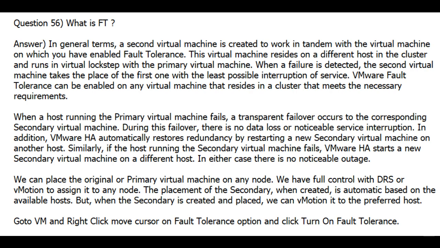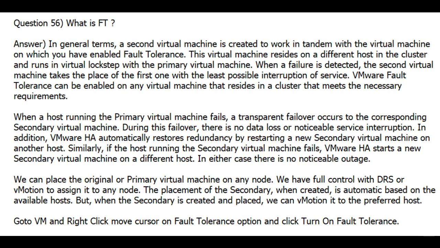In addition, VMware HA automatically restores redundancy by restarting a new secondary virtual machine on another host. Similarly, if the host running the secondary virtual machine fails, VMware HA starts a new secondary virtual machine on a different host.